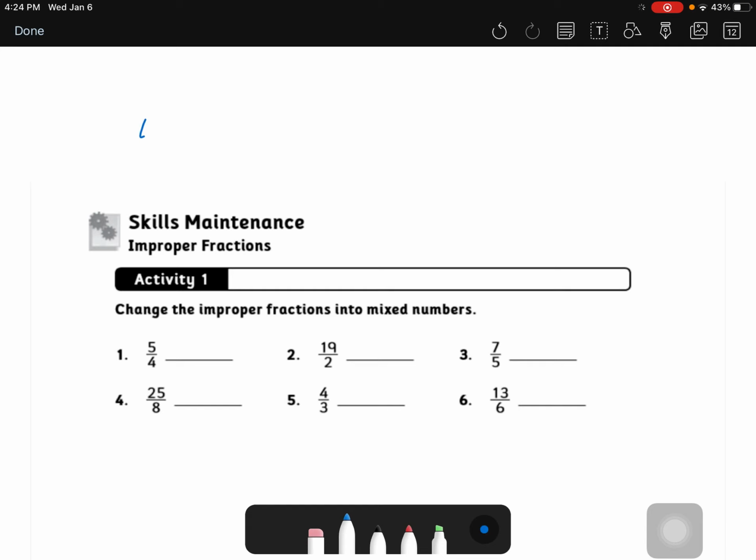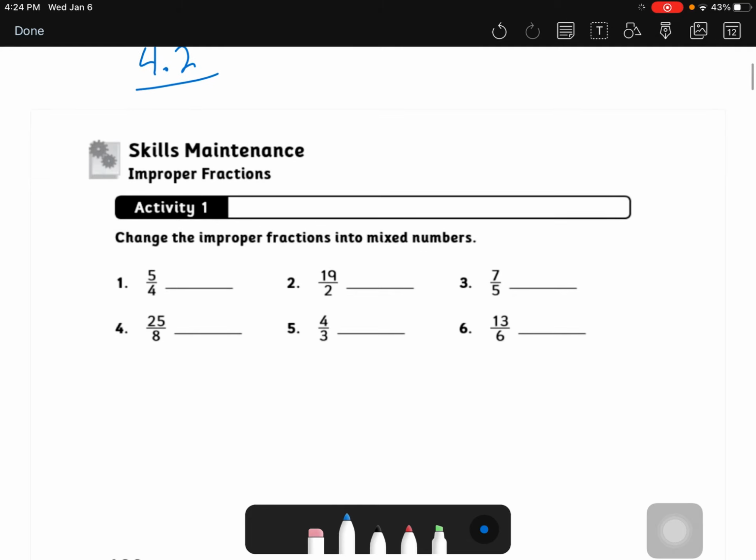Hey class, we're going to take a look at the notes for section 4.2, so chapter 4, lesson number 2. In the skills maintenance section we're going to review changing improper fractions into mixed numbers. So if you remember, for number 1 we take the top number, 5, divided by the bottom number, which is 4.